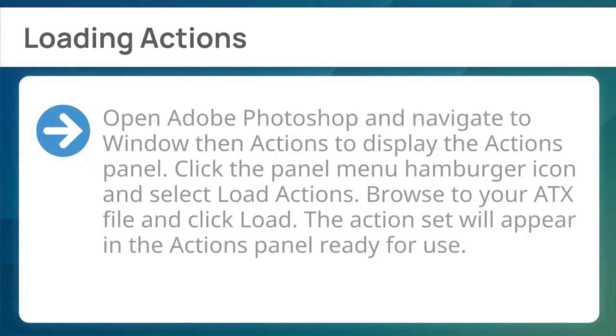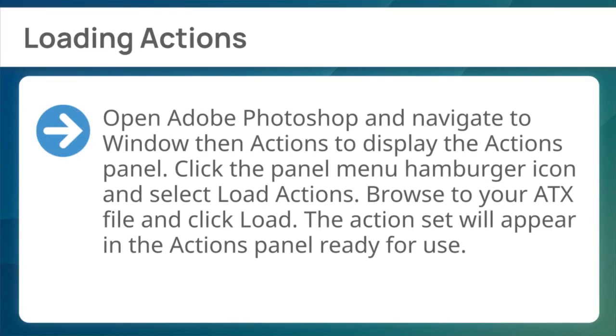First, loading actions. Open Adobe Photoshop and navigate to Window, then Actions to display the Actions panel. Click the panel menu hamburger icon and select Load Actions. Browse to your ATX file and click Load. The action set will appear in the Actions panel, ready for use.